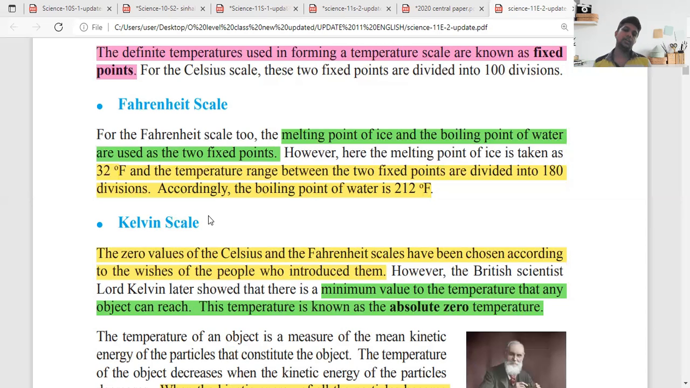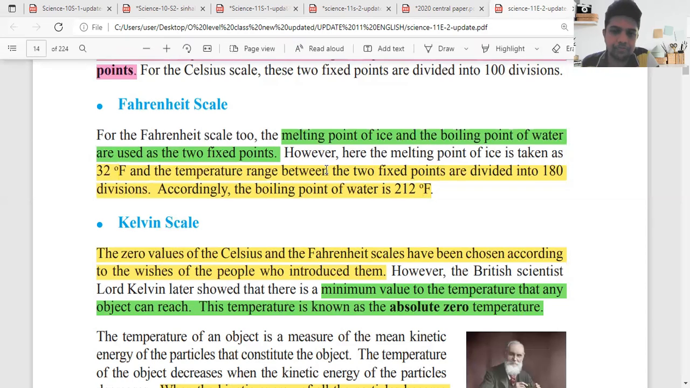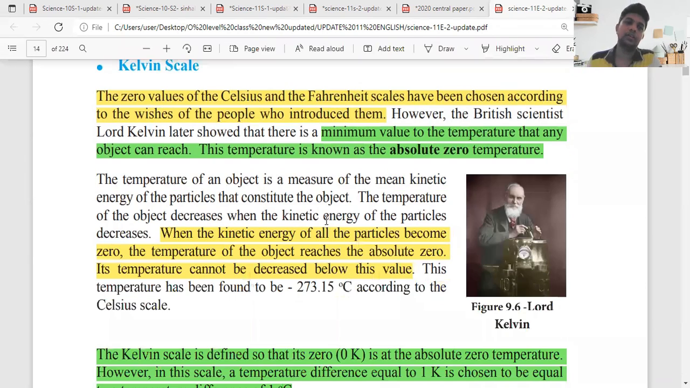Then next point, accordingly the boiling point of water is 212. That's it. Okay, the boiling point of water is 212.